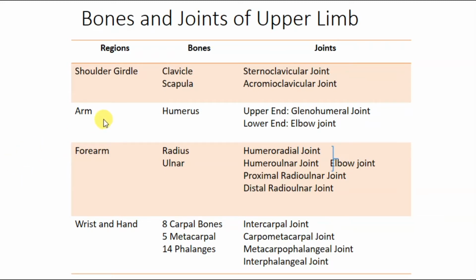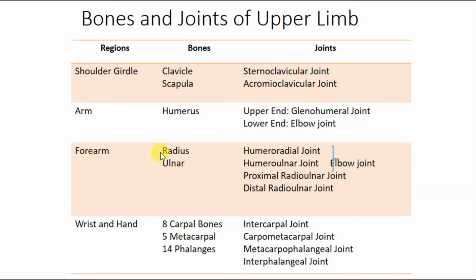And then from there we have the region of the arm. In the region of the arm, the bone you have is the humerus, and in the humerus we have the upper end, which forms the glenohumeral joint, and then we have the lower end, which forms the elbow joint. So this is how the arm has two joints: the glenohumeral, or shoulder joint, and then the elbow joint.